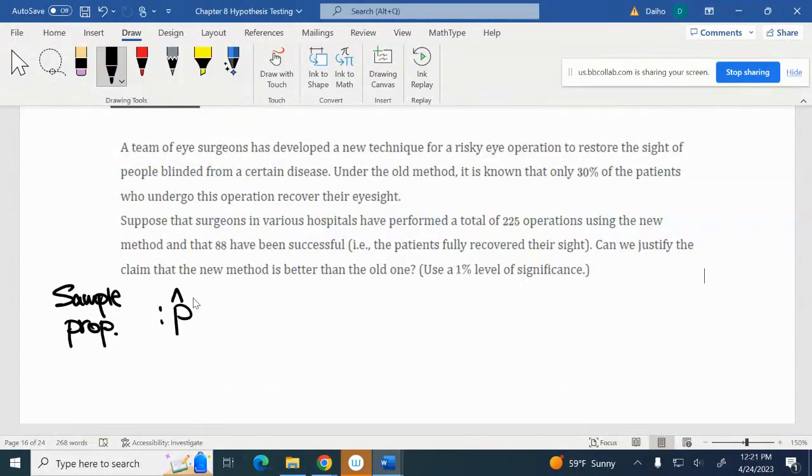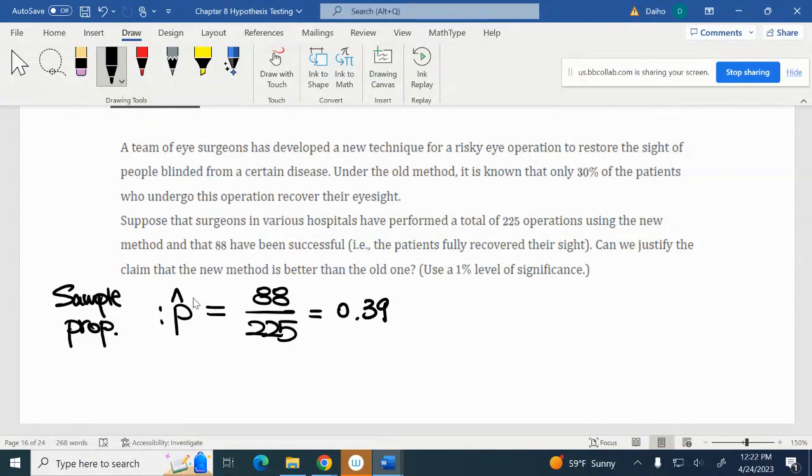How many samples does it have? We have 225 operations. It is the sample size. And how many patients were successful? 88. So the estimated proportion, the sample proportion, must be 88 out of 225. Let me take the fraction, 88 over 225. I have 0.39.